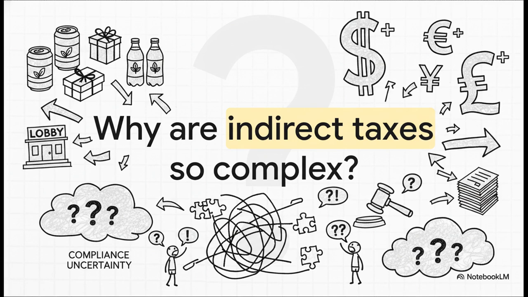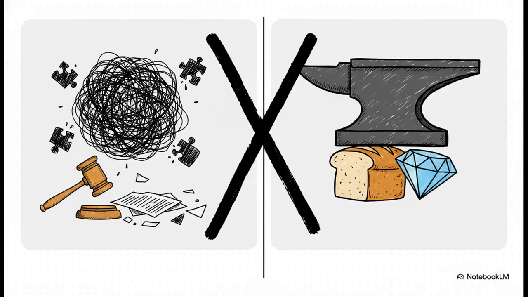Because the rules are so incredibly fragmented, companies constantly argue over how to classify their goods, and that just leads to endless litigation, intense lobbying pressure, and a total lack of compliance certainty. It's kind of like a giant puzzle where the two extremes completely fail us. Look at the left side here. Excessive slab fragmentation creates pure chaos. You get administrative inefficiency and constant legal disputes over definitions.